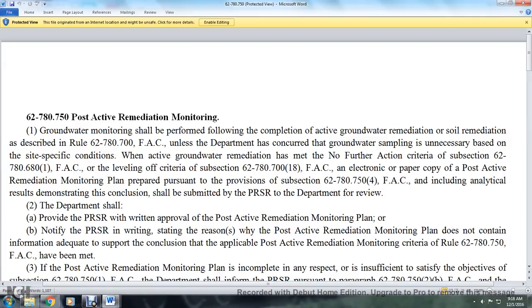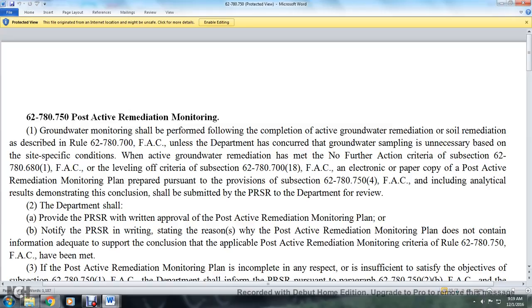Alright, 62-780.750, contaminated site cleanup criteria. Post-active remediation monitoring. Groundwater monitoring should be performed following the completion of the active groundwater remediation. Soil remediation is described in Rule 62-780.700, Florida Administrative Code, unless the Department agrees that groundwater sampling is unnecessary based on the site-specific conditions.